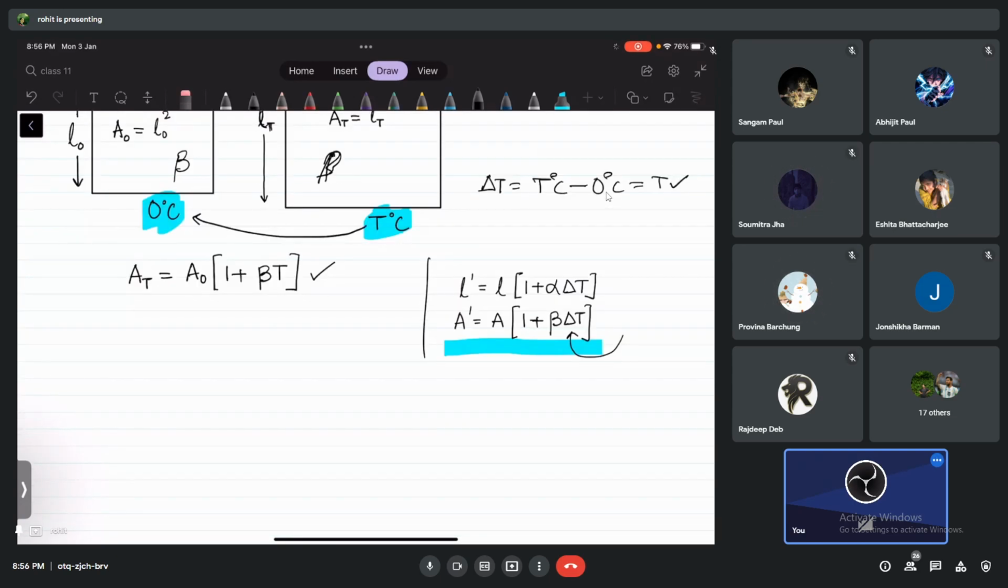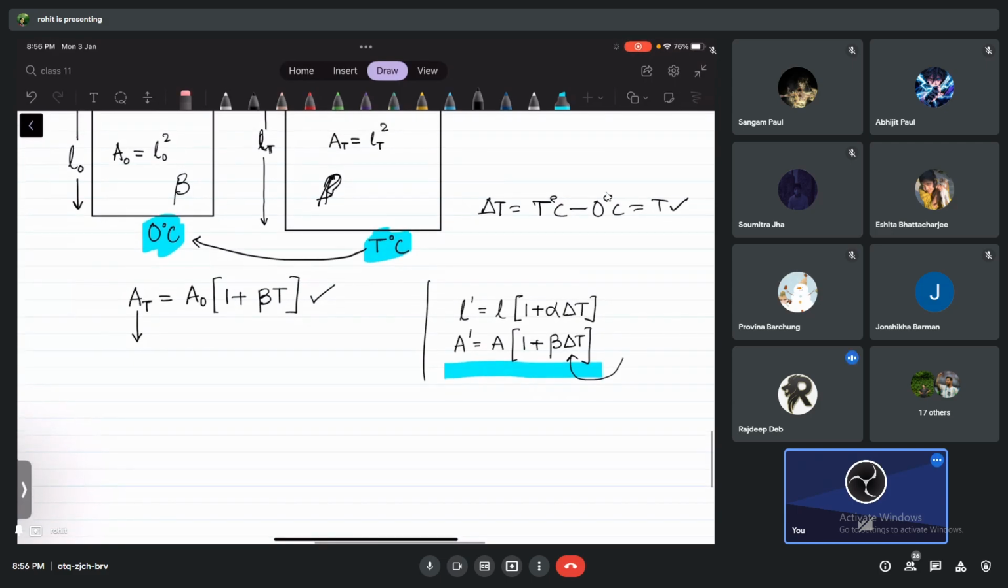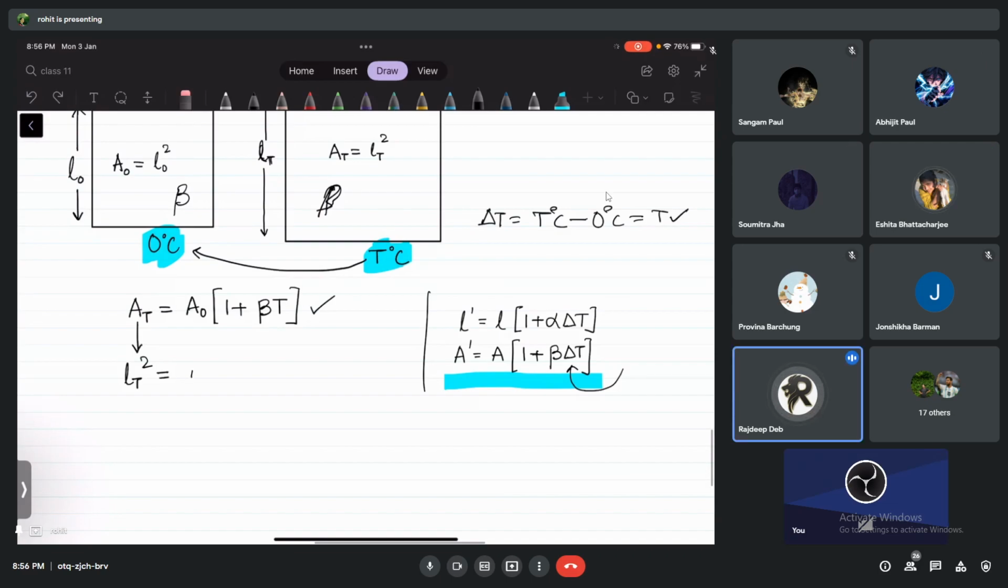Now you tell me, in place of A, what else can I write? L square. L square equals A naught. What can I write in place of A naught? L0 square. Yes. L0 square times 1 plus beta T. We already have beta in this formula, right? And we want to prove the relation between alpha and beta, so I need to get alpha.